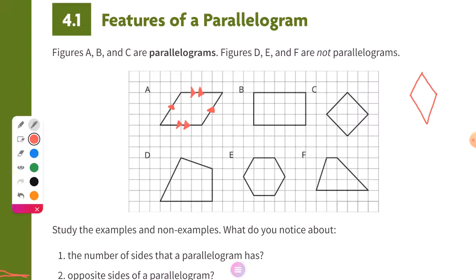Okay, again, I'm just trying to refresh your memory on lots of stuff we talked about last year. Now, D, E, and F, it tells me those are not parallelograms. We're going to tell why. Who can give me a reason why D is not a parallelogram? What is wrong with it? Dane? There's no parallel sides. There are no sets of parallel sides.